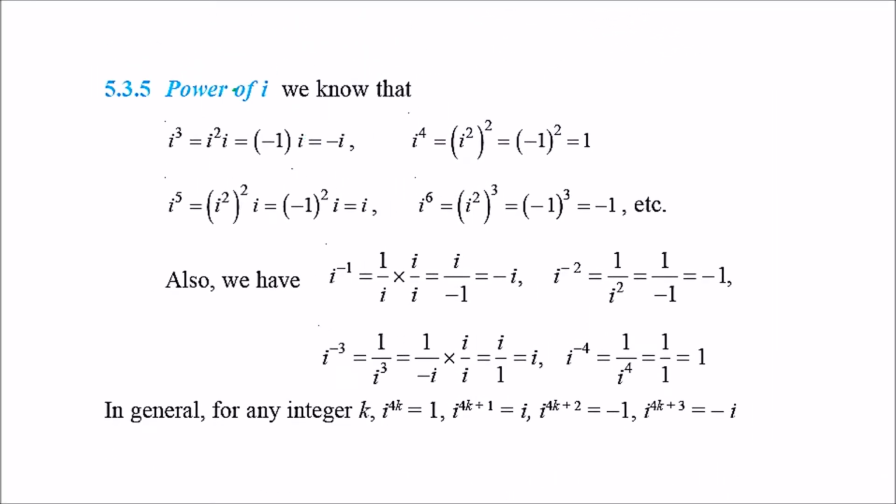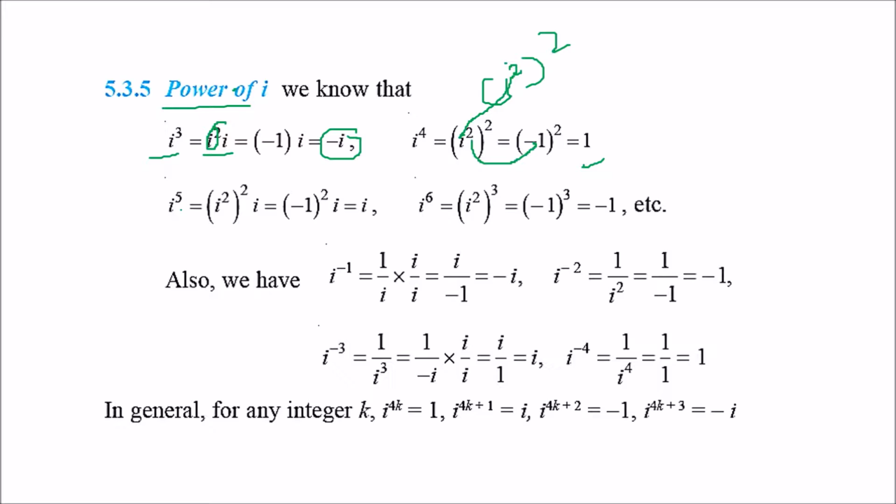Complex numbers, we are looking at now the powers of i. So how do we know about the powers of i? i cube is what? i square into i, and i square is minus 1, so it will give you minus i. i to the power 4 is nothing but i square to the power square. i square is minus 1, and minus 1 to the power square is 1.